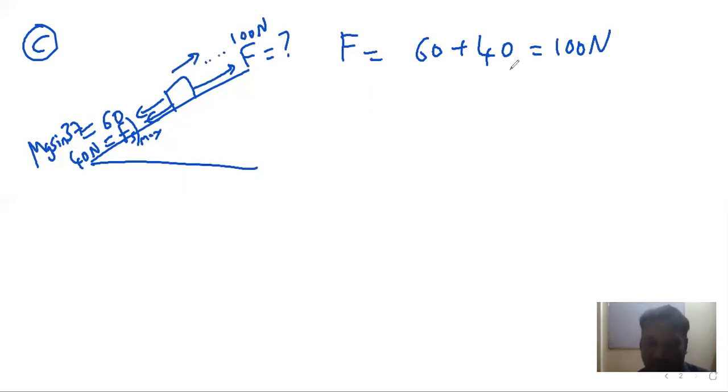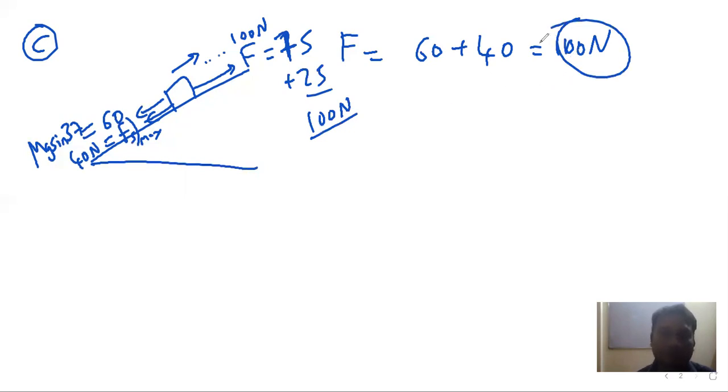So in that case, we can say how much force should be applied. Already we have 75 Newton force. So we should apply a further 25 Newton so as to make it 100 Newton in upward direction, so that the motion of the block starts in upward direction.